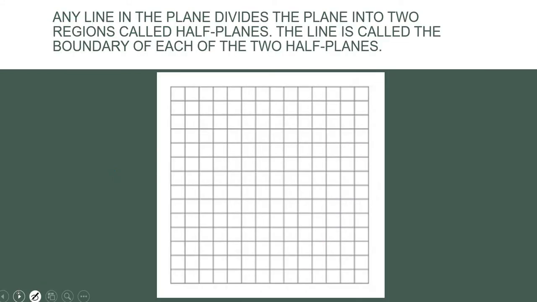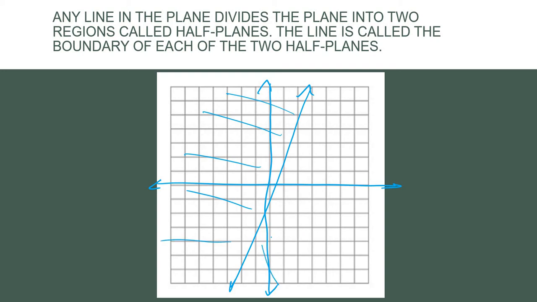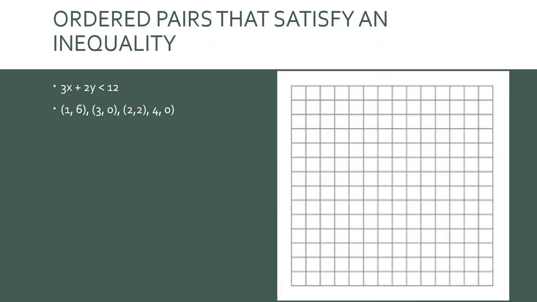Now we're going to talk about inequalities. The first thing we have to talk about is that when we have a line in the plane, it divides the plane into two regions called half planes. For example, if I have a line in the plane, similar to the one I just did, this divides the Cartesian plane into two half planes. One of the half planes would be up here to the left. The other half plane would be down in this section. So when we add our greater than or less than, our solution is actually going to be an entire half plane. Let's take a look at how that's going to work.